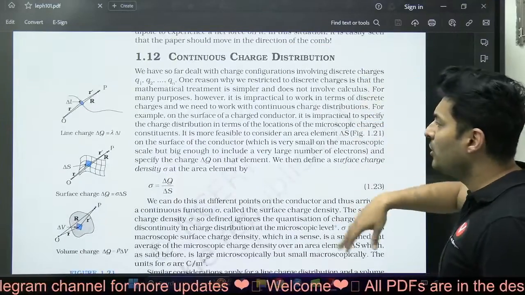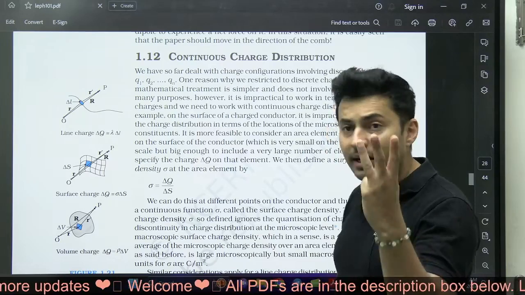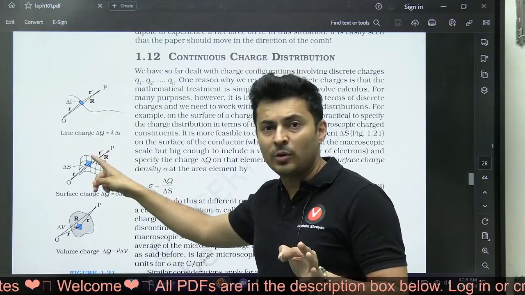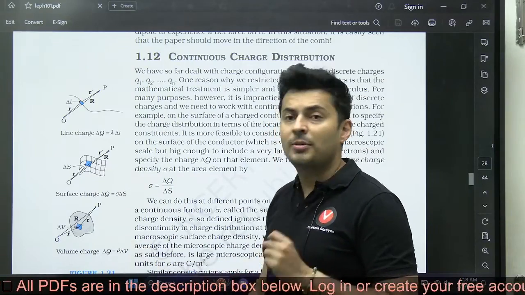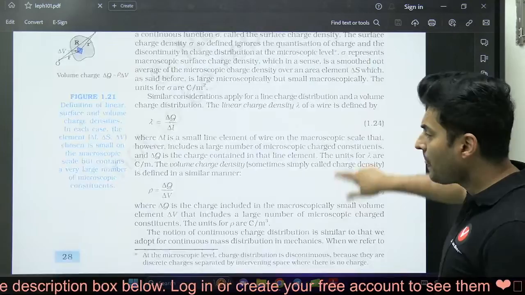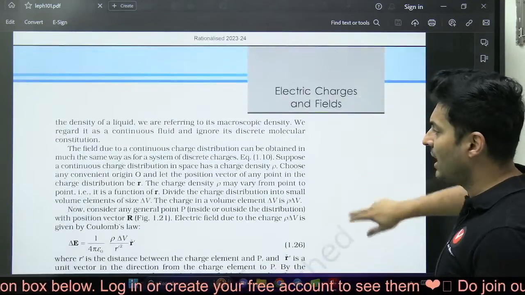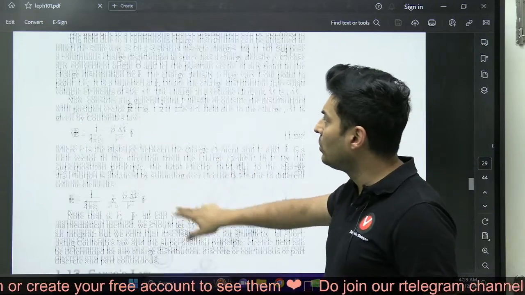Then, when you talk about charge distributions and to find the fields, there are three distributions. One is charge per unit length, lambda, then charge per unit area, which is sigma, and charge per unit volume, which is nothing but rho. So rho, sigma, and lambda. Now you can see the different formulas also over here.